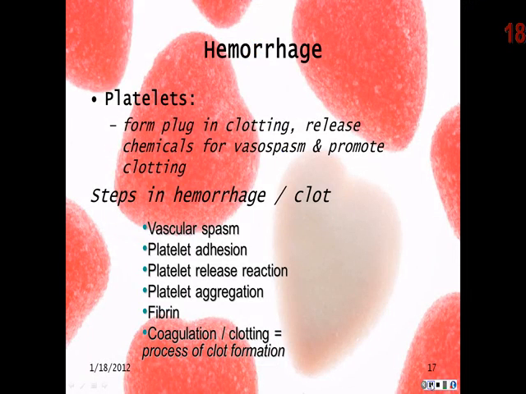The platelets aggregate into clumps and get caught in the mesh that forms from the fibrin. The process of clot formation is called clotting or coagulation.